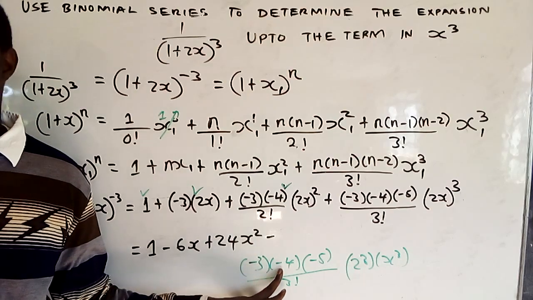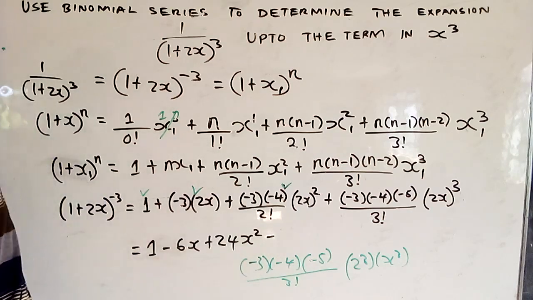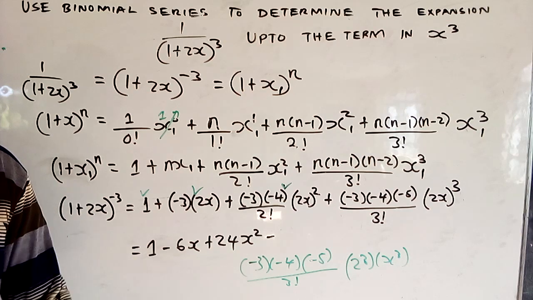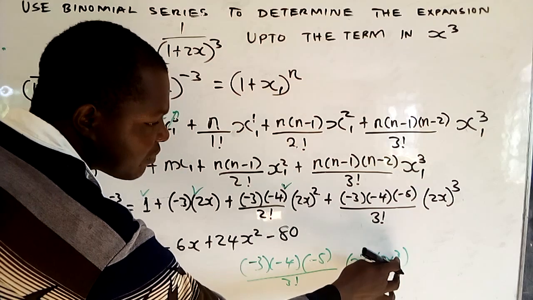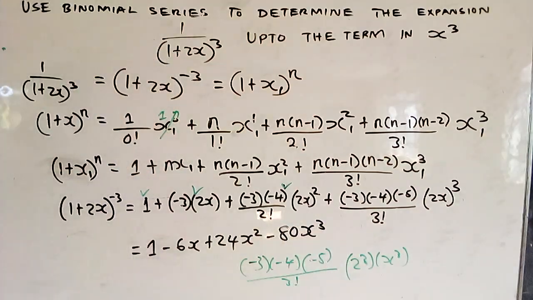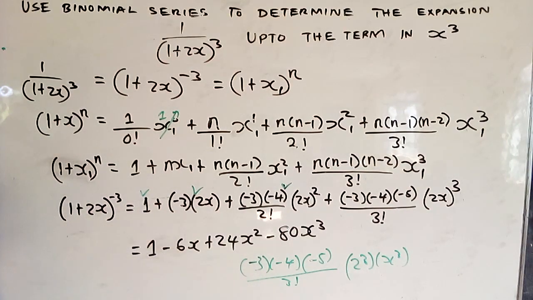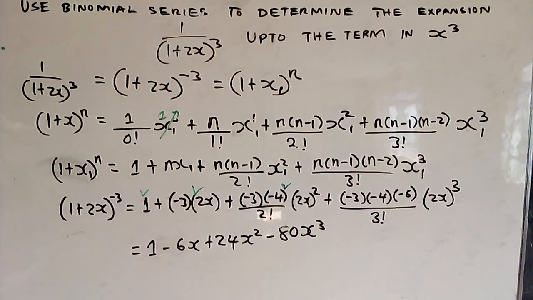Look here. Negative 3 times negative 4 is what? 12. 12 times negative 5 is negative 60, divided by 3 factorial. Negative 10. Who gave us negative 20? Negative 10. Negative 10 times 2 cubed? Negative 80. That is the right answer. So it is negative 80. Then our x is raised to power 3. I want you to be very keen when you are pressing those values in the calculator. This is not 3. This is 3 factorial, which is 6. You have to be very keen when you are dealing with the calculator.